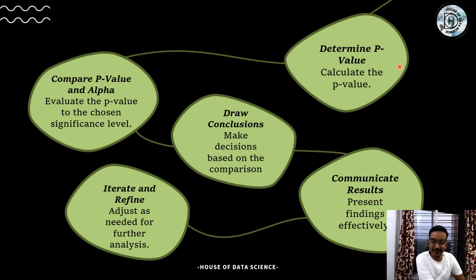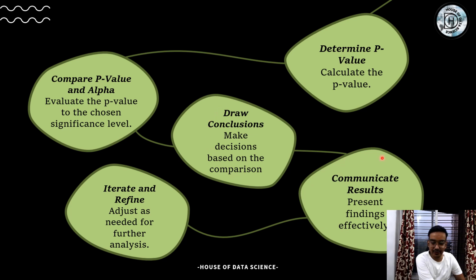Then we determine the p-value from that test statistic and compare the p-value with alpha. So suppose alpha is 0.05 and your p-value comes as 0.06, so it is more than alpha, right? Then you will fail to reject your null hypothesis. Whereas if alpha is 0.05 and the p-value comes as 0.01, which is less than alpha, you will reject your null hypothesis. So based on this comparison, you will draw the conclusions of your result.